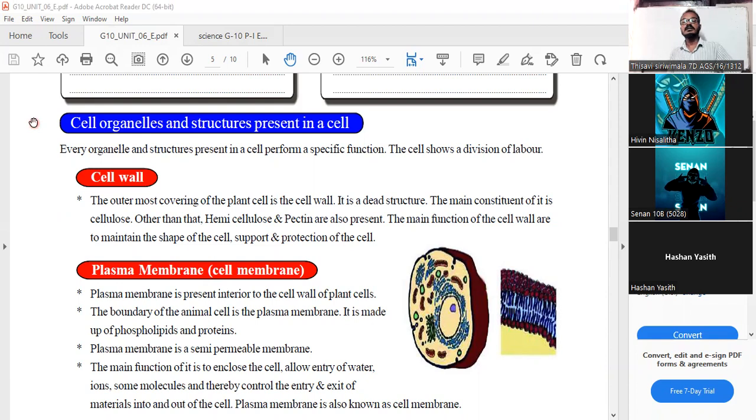After the subtopic, you can write the first sentence. Every organelle and structure present in a cell performs a specific function. The cell shows a division of labor. Right. You can write the first sentence now.